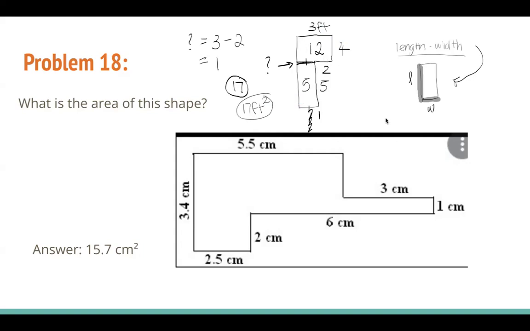Okay, does that make sense to everyone? Kind of how to do these problems? Any questions? No? Okay, let's move on then.